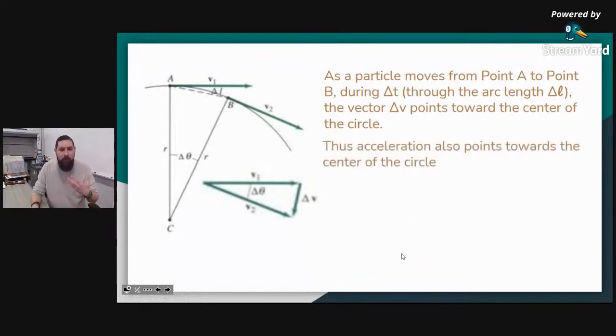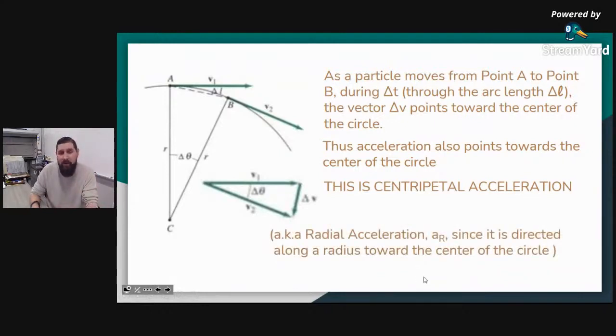So why is that important? What we know from kinematics is that acceleration always points in the same direction as the change in velocity. Because the change in velocity, delta v, points towards the center of the circle, acceleration is also going to point towards the center of the circle. That acceleration towards the center is centripetal acceleration. We also hear it referred to as radial acceleration, symbolized as a sub r, since it's directed along the radius towards the center. And when referred to as centripetal acceleration, we typically symbolize it as a sub c.